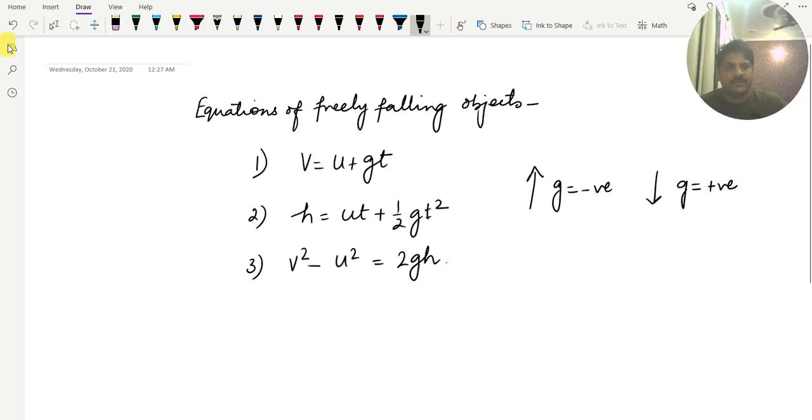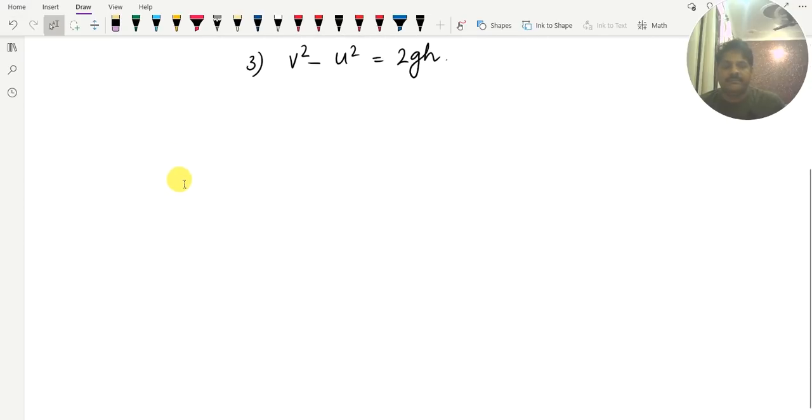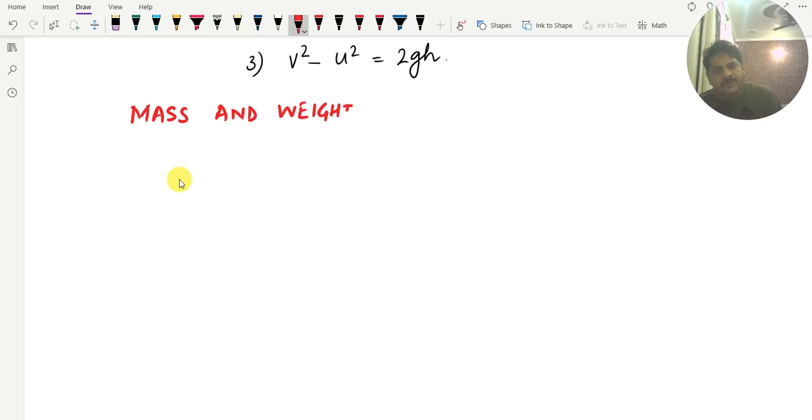We will also be doing the exercise questions later on, but let us discuss a new topic today, that is mass and weight. So our topic of discussion would be mass and weight.